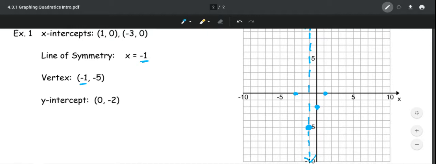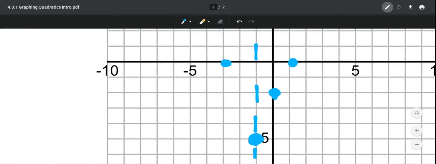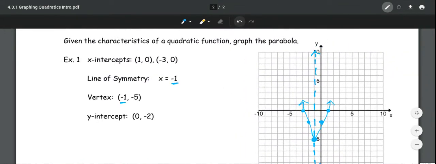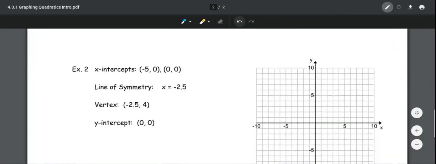Now this should make sense for your parabola. Now, if you look here, there's 4 points. I want you to mirror this point, okay? So if it's 1 unit away, I go 1 unit away on the other side. Now this should make you have a very nice parabola. And there you go. So all those pieces coming together.